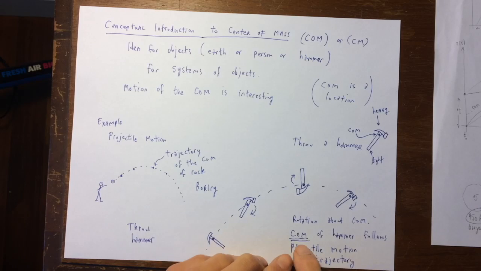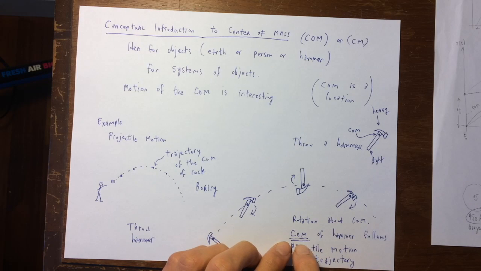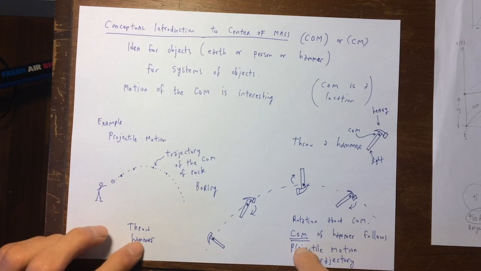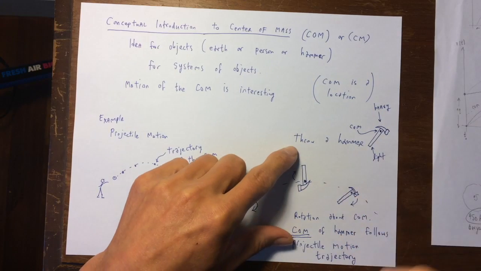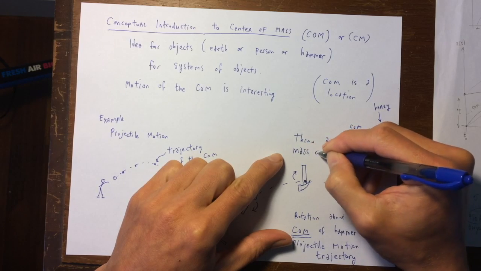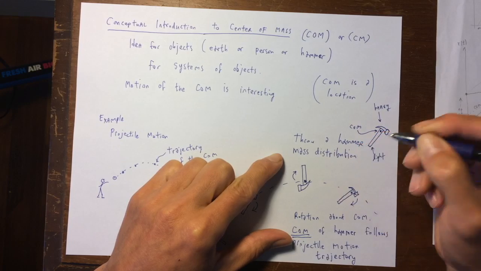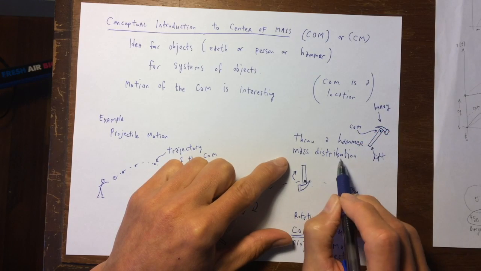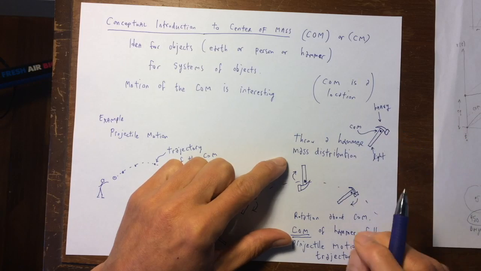So this is one way to view the utility of the center of mass. If you throw an object with an interesting mass distribution, right? The hammer has an interesting mass distribution. It's massive on one end and quite light on the other.